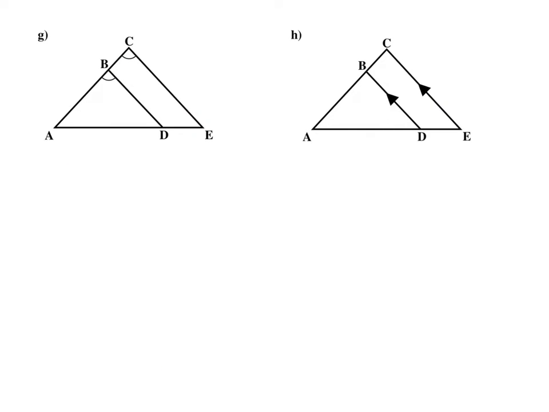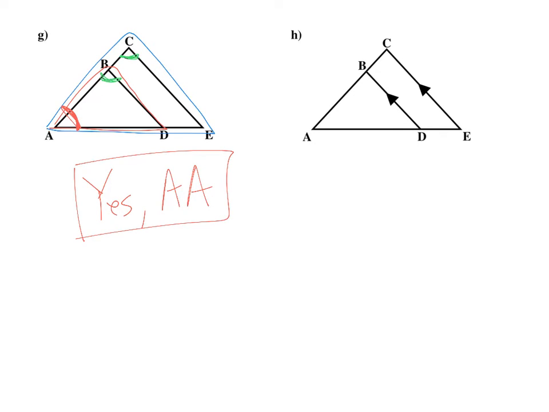All right, for the next one, G, let's see what we have here. I know that I have this red triangle here, and I have this blue triangle here. They both share one angle in common. But they also share this angle right here. Together, they have the same angle. So these triangles right away are similar by AA. Done.